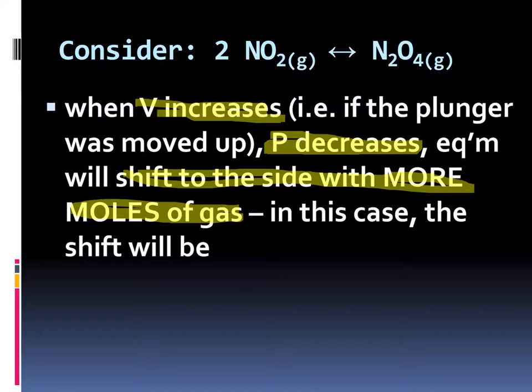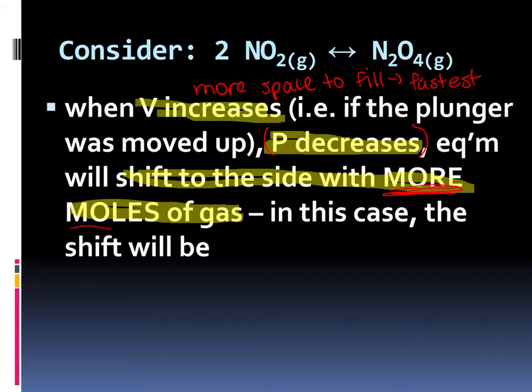Let's say you're increasing the volume, then pressure decreases with it, but I think it's easier just to think of the volume. When volume increases, that means you've got more space to fill up, and you want to oppose the change, so you want the pressure to actually come up. If you have more space to fill, we want to fill it the fastest to offset the stress. So we're going to shift to the side that has more moles of gas. And all you have to do is look at the coefficients.